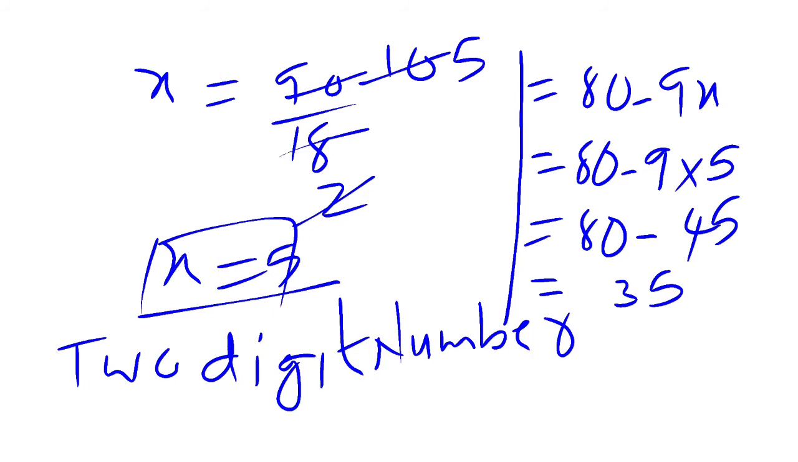You can verify this answer. Just add 18 to this number, and the digits will become reversed. See here, 5 plus 8 is 13, 1 carry, 3 plus 1 is 4, 4 plus 1 is 5. So 53.